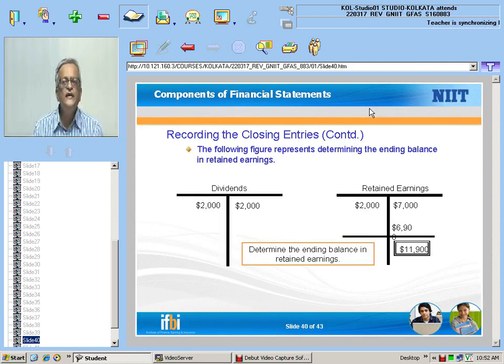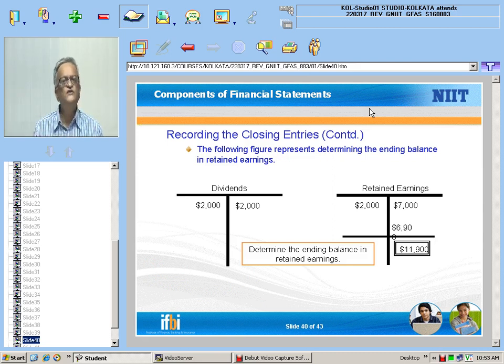So finally, what do we get? You can see the right side, retained earnings, 7,000, 6,900, total comes to 13,900. So on the credit side of retained earnings, 13,900, on the debit side of retained earnings, 2,000 is there. So what is the net balance in the retained earnings? 13,900 minus 2,000 comes to 11,900. Determine the ending balance in the retained earnings.